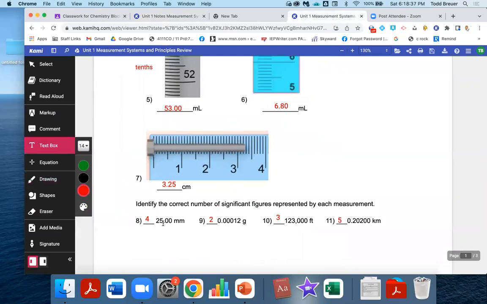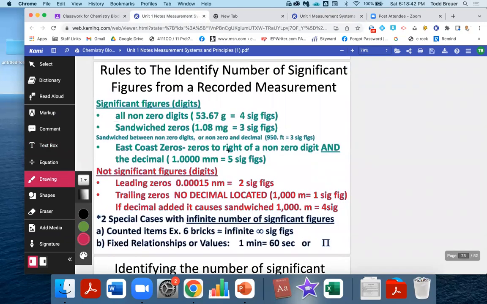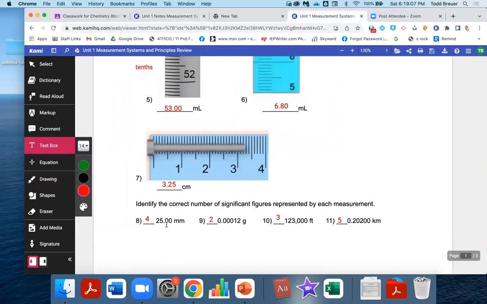So 25.00, these two zeros to the right of that decimal, when we try to define what they are, I like to call those East Coast zeros. They're to the right of a non-zero digit, and they're to the right of the decimal. So there could be a whole string of them on the end, just like we see here, 1.0000. All of those are called East Coast zeros. We communicate those as being significant to the measurement. So this has two East Coast zeros. Of course, non-zero digits are always significant to the measurement. So the 2, the 5, and both of the zeros are significant.